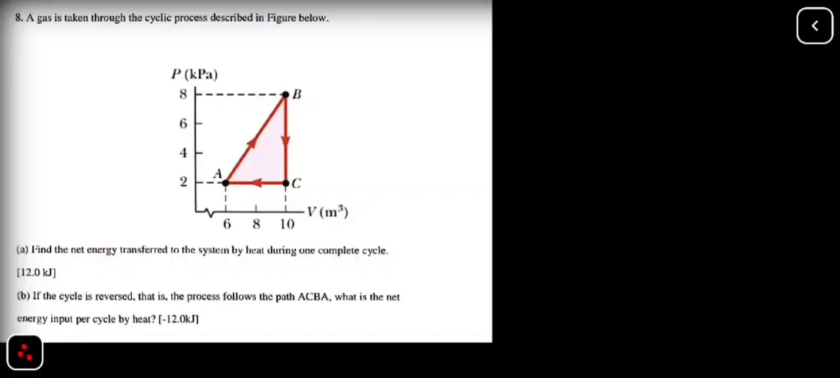This question is under thermodynamics. The question says that a gas is taken through the cyclic process described in the figure below. We have been given the pressure in kilopascals and the volume in cubic meters. As you can see, we have points A, B, and C. The first question asks us to find the net energy transferred to the system by heat during one complete cycle.